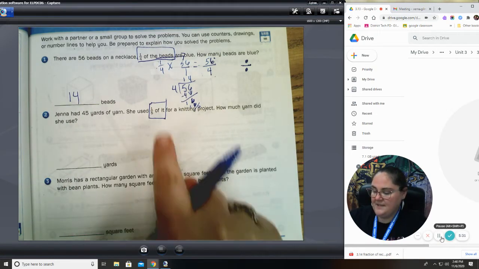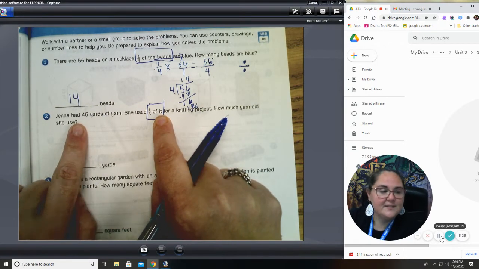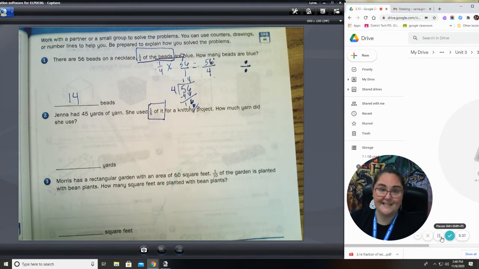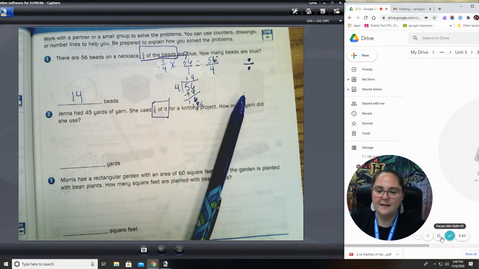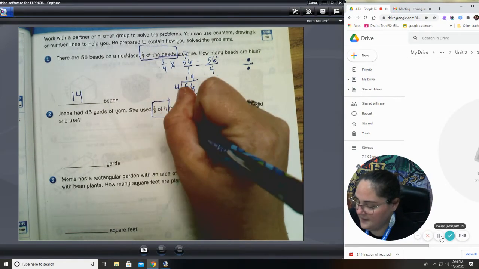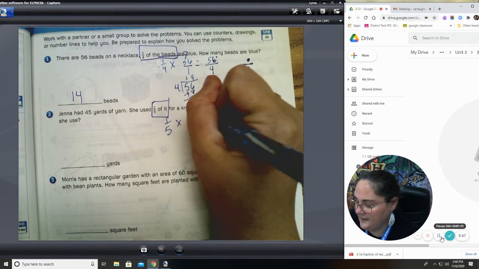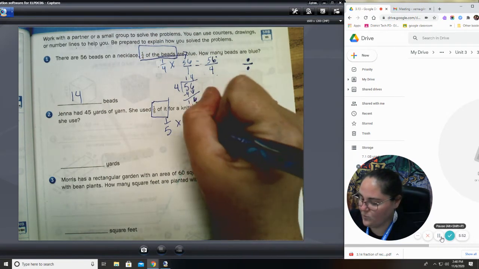What you should have chosen is 1/5 of it. And by "it" means yards of yarn. So that is what I would use to help me make my number sentence. All right. So if I were writing this, I would actually write 1/5 times 45. Remember, to make 45 into a whole number, I do 45 over 1.